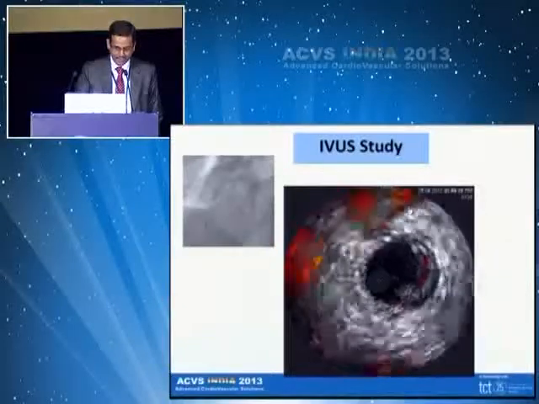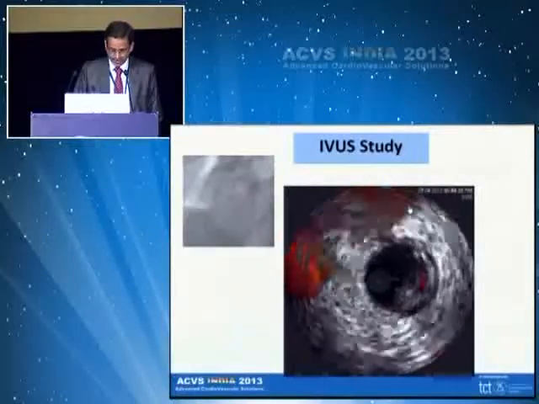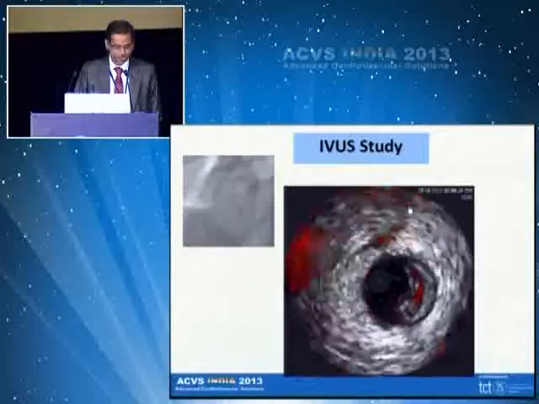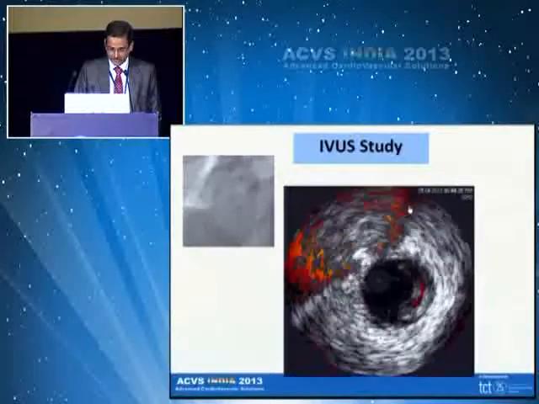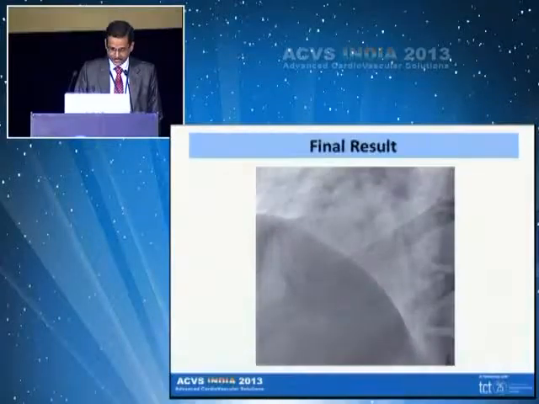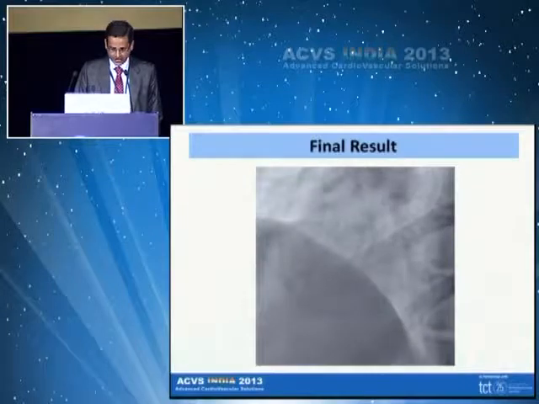And my IVUS is in the false lumen. So I keep my IVUS there and I go into the fine passage which is there on the top of the distal RCA, and that's how I enter into the true lumen. So we need to use the IVUS at times when we are not sure where our wire is. And then it is wired and a stent is put in the distal RCA to finish the case.